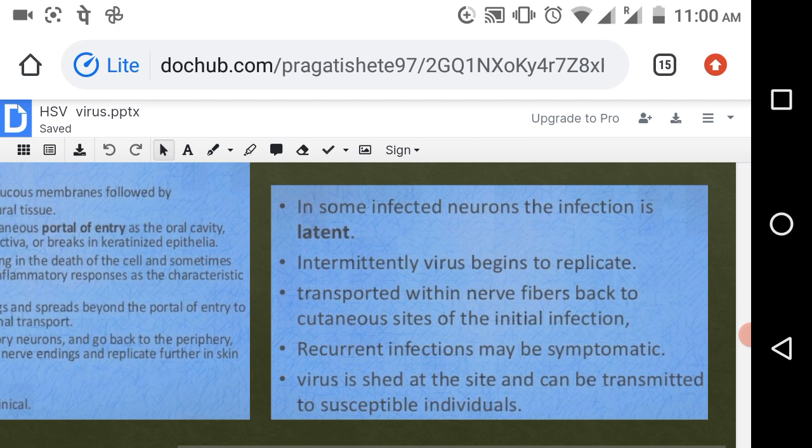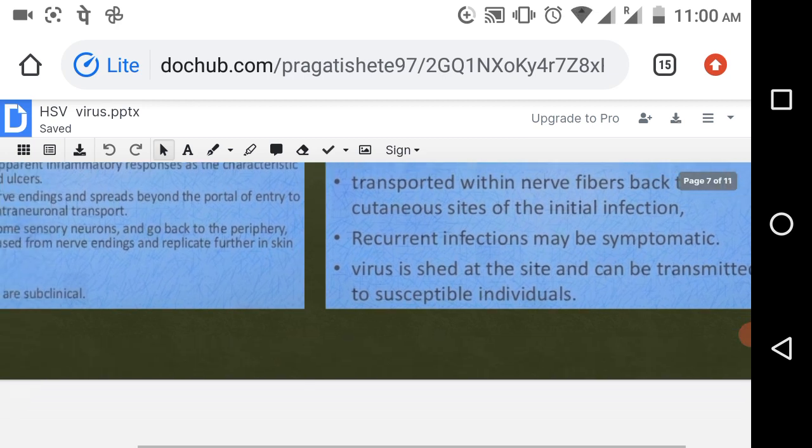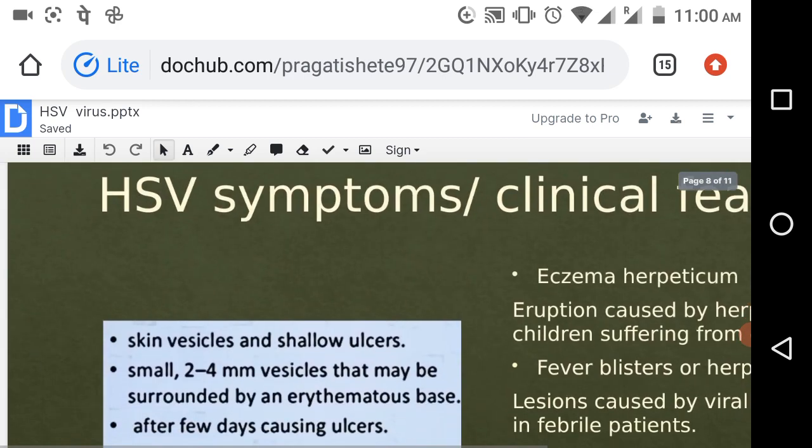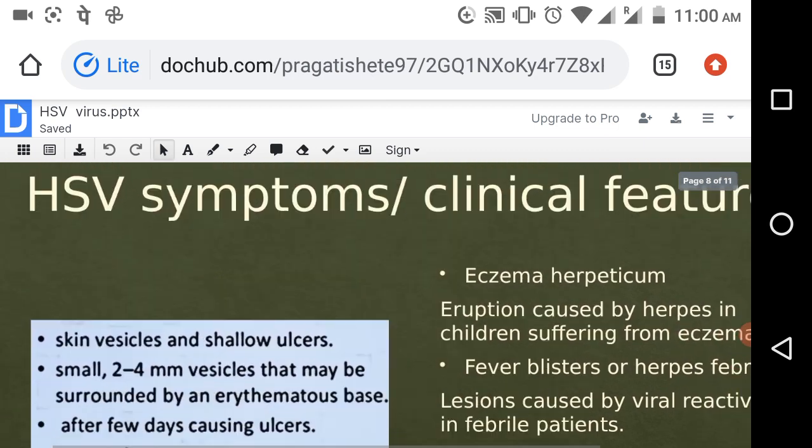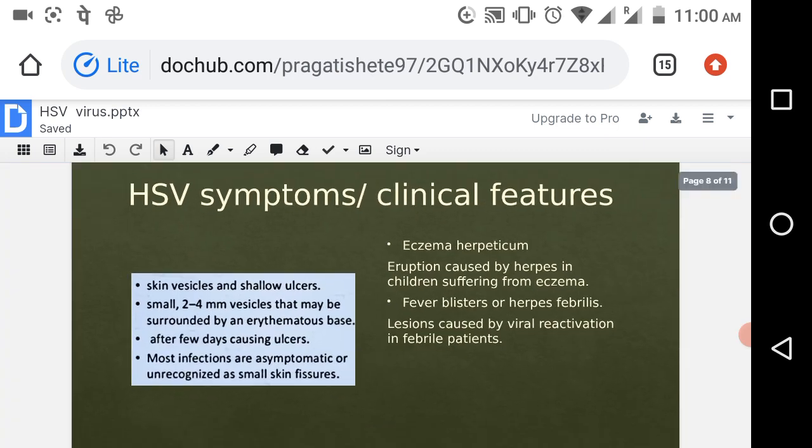Or persons who are already suffering from any disease conditions. So those persons are susceptible to this infection, right? So it can transmit to those persons also. Now, what are the symptoms, or the clinical features we can also call them, for this disease, for this infection?